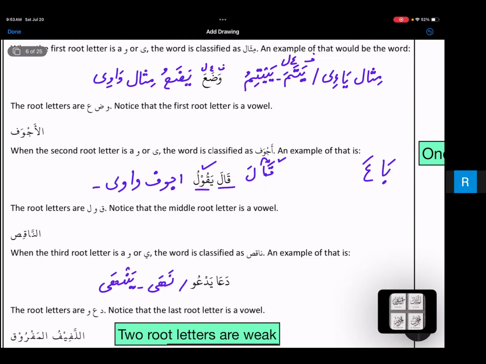So when you say qala yaqulu, that should tell you, okay, this is ajwaf wawi. And ba'a yabi'u. Now what do you notice? Ya came back. So that means that actually it was ba, ya, and ain. And also, Ustadha, in fi'l madi, alif is also an indicator that something has happened, right? It might be like in the ajwaf. Exactly, because I told you alif is never a root letter.